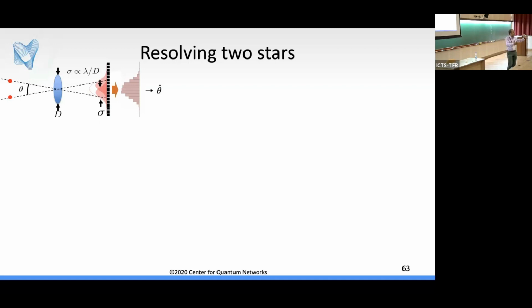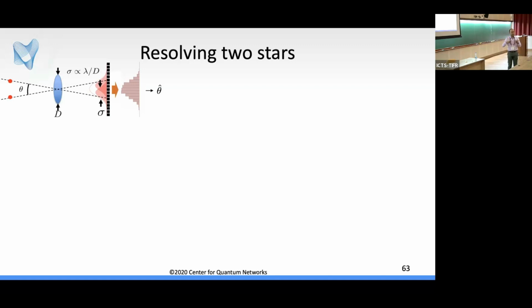So see that if d is big, what will happen? That thing will become narrow, lambda by d. And that's why you can resolve stars very well. Now see, if there are two stars, I get this blob of light, and if the angular separation theta is much smaller than lambda by d, then I will not be able to tell them apart.